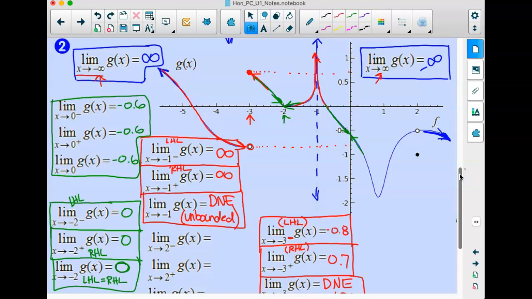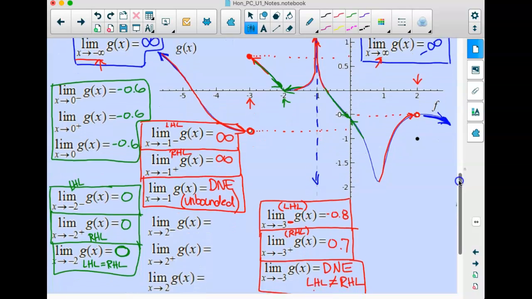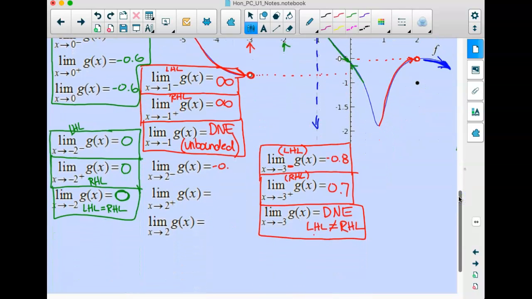Now the next place we're going to stop is at x equals 2. If you follow the graph to the place where x equals 2, from the left-hand side, as you approach 2, you cannot get to 2. There's a hole there, the open circle. We're going to say that's negative 0.5 on the left-hand side. On the right-hand side, the value you approach is also negative 0.5. So the limit as x approaches 2 for this function is negative 0.5.